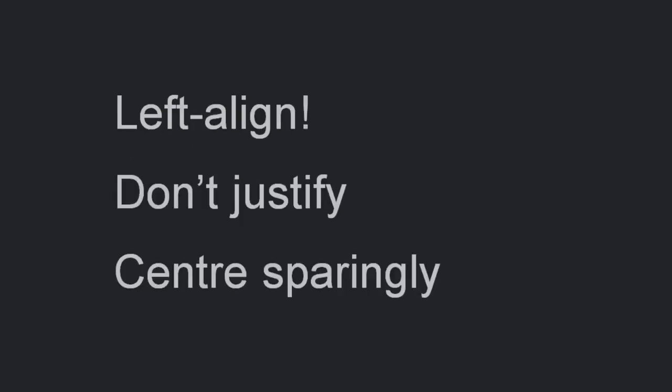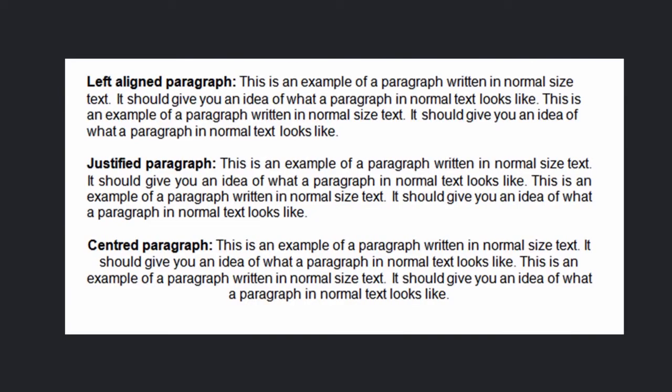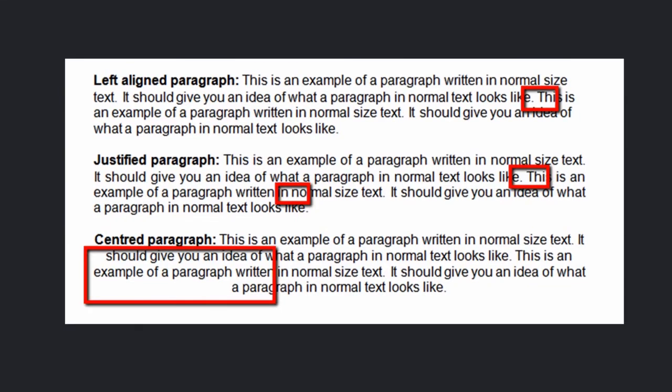Other choices you can make are regarding alignment. The general recommendation is that you left align all the text and not justify it, and use centering sparingly. Here are three paragraphs, all aligned differently. The main difference between them is that the left aligned paragraph has consistent spaces between words, whereas the justified paragraph, in order to achieve the justification of the text on the right-hand side, needs to stretch some gaps between words more than others. And that again can confuse struggling readers.